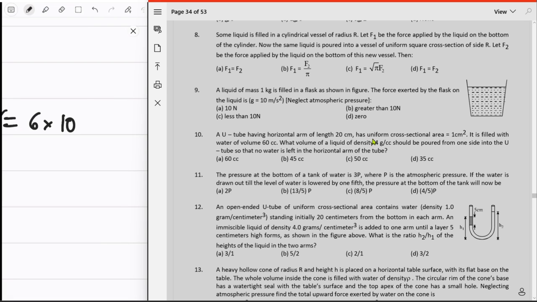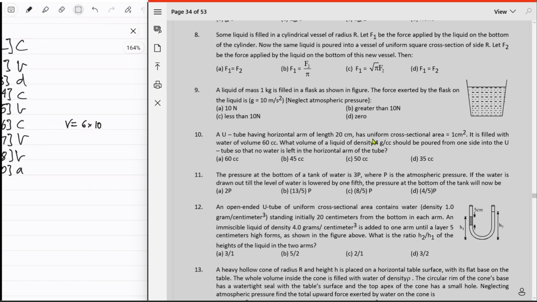Wait, what? Okay, let's not hurry right now. We'll figure out the formula. So they gave us the volume, a tube filled with water, first of all. What volume of liquid of density something else should be poured from one side into the U-tube so that no water is left in the horizontal arm of the tube?